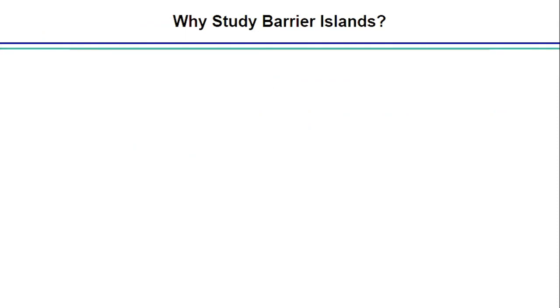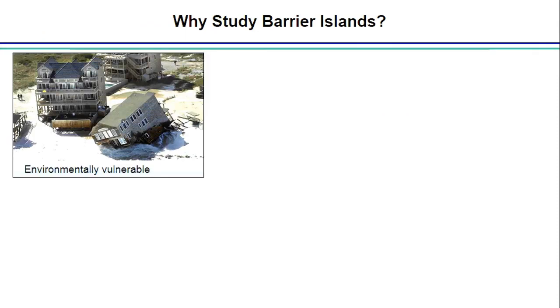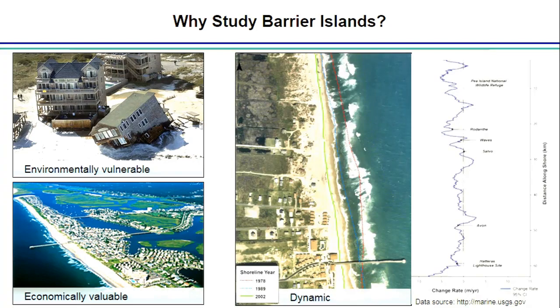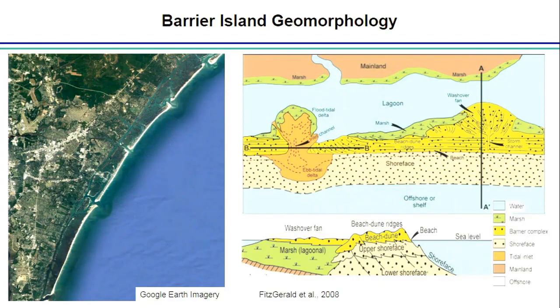So, barrier islands are environmentally vulnerable, they are economically valuable, and they're also extremely dynamic. And so understanding how these barrier islands are changing over time is very important to coastal management and development planning. So a barrier island is just a sandy linear land feature that parallels the coastline, and it protects the mainland from the open ocean. A typical barrier island is composed of beach, followed by a dune ridge, and some back barrier, and some marsh.